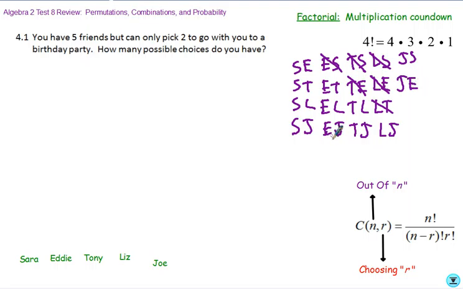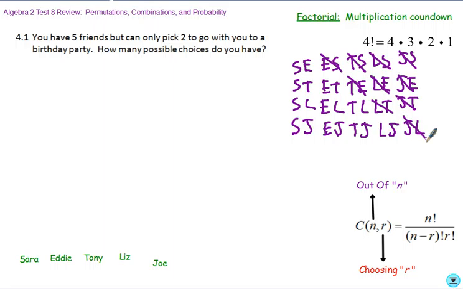Because Joe and Eddie would be that pair right there. And then Joe and Tony, well, I've already done those two because there's Tony and Joe, right? So those are, I would be counting them twice. And then I've got Joe and Liz, which I've just got right there, right?